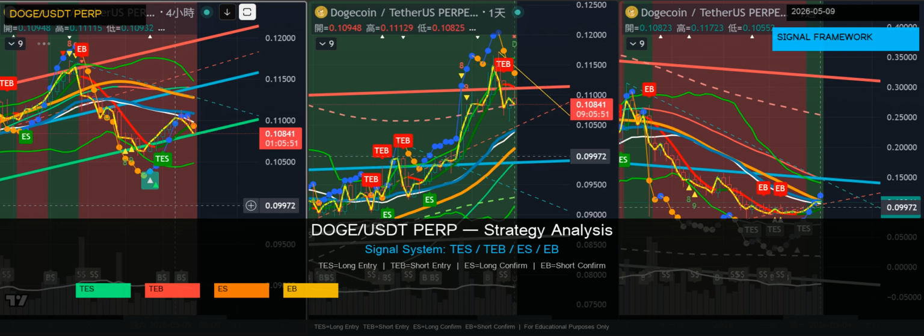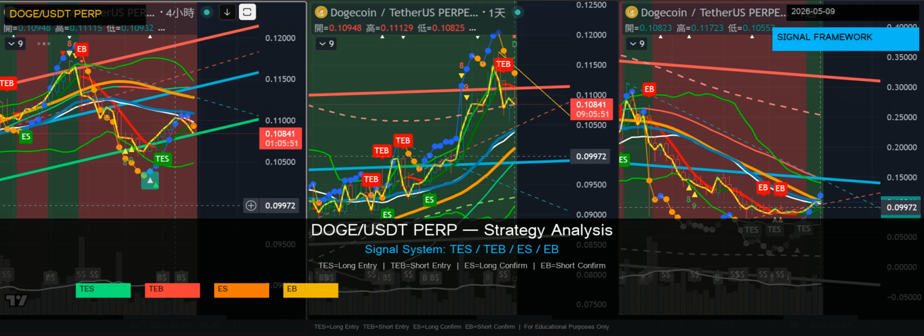TS, trend entry long, signals a long entry. S, exit sell, confirms long continuation and serves as a long add-on or short stop loss. TEB, trend entry short, signals a short entry. EB, exit buy, signals short re-entry, long stop loss, or short cover.